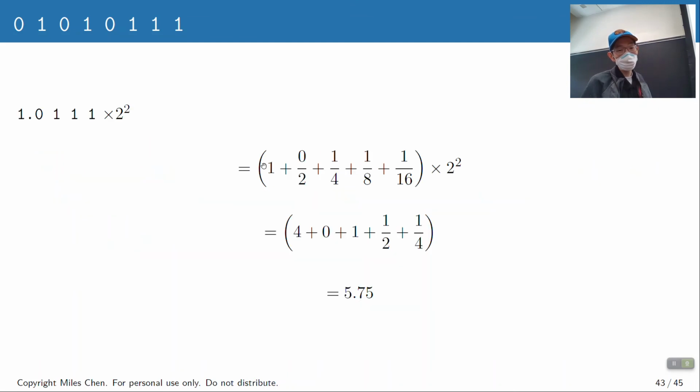And so this becomes 1 plus 0 halves plus 1/4 plus 1/8 plus 1/16. I'm multiplying this by 2 to the 2, so this becomes 4 plus 0, 1/4 times 4 is 1, 1/8 times 4 is 1/2, and 1/16 times 4 is 1/4. So this becomes 5 3/4, or 5.75. That's how it would go.